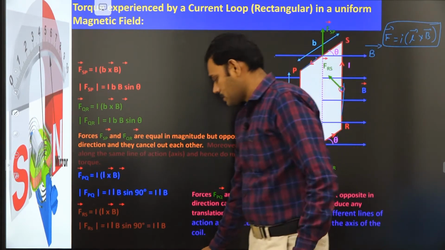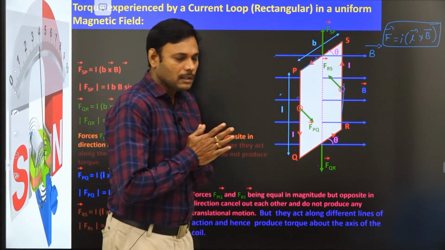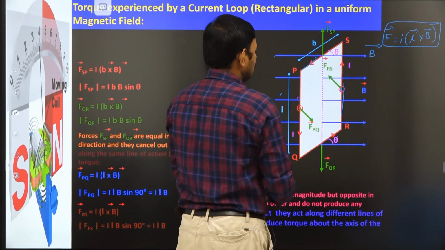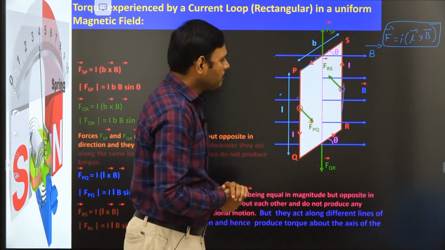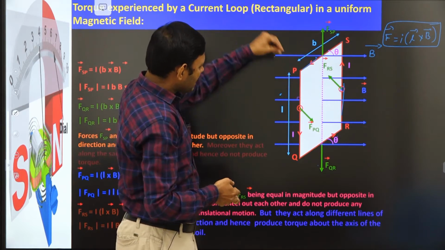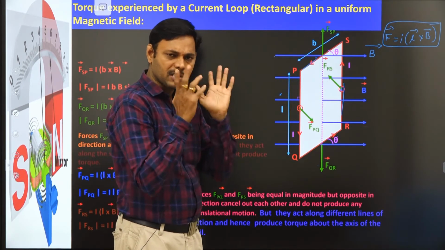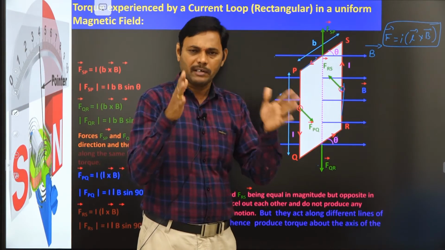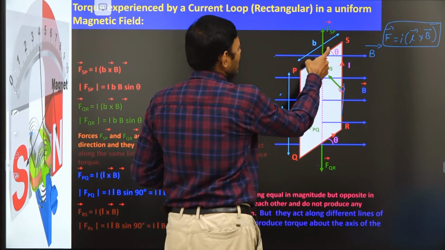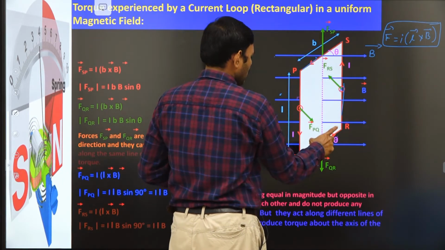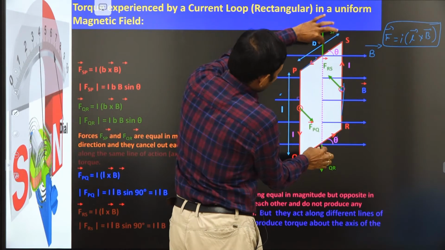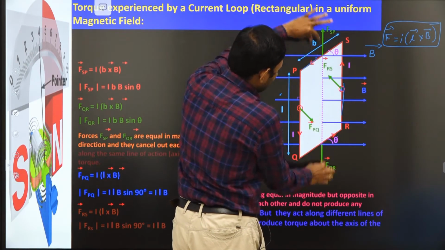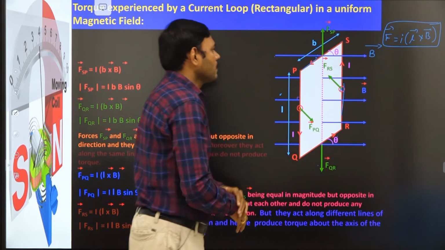So here students, the very important point is we consider PQRS as a rectangular loop carrying current I as shown in the diagram. This rectangular loop is kept in a uniform magnetic field of magnetic induction B. Then we find out the forces acting on the four sides of the rectangle. So on PS force FSP is acting, on QR force FQR is acting. These two are equal in magnitude, opposite in direction, they cancel each other. The resultant effect of these two forces is 0.